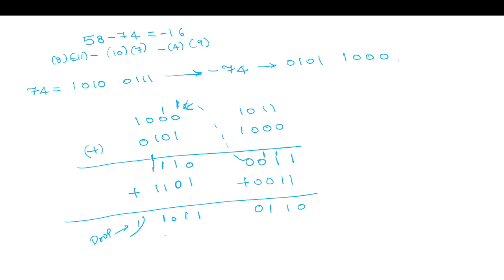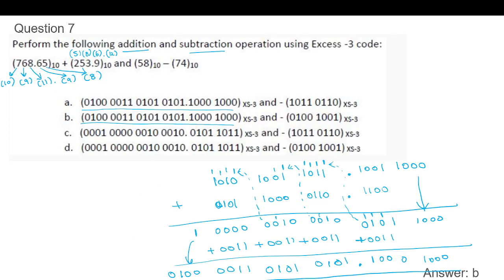So the answer is in excess 3. Now minus, if we keep the sign, then we have to invert this: 1, 0, 0, 1. So this is also in excess 3. Let's check the option: 1, 0, 1, 0, 0, and this one. So option B is the correct answer.